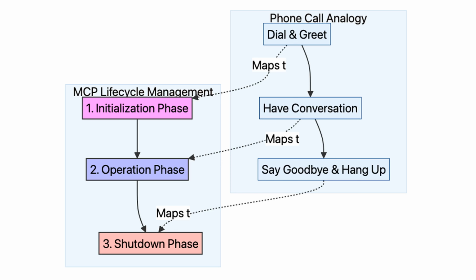That's exactly where lifecycle management comes in. Think of it like a phone call, Darren. There's a clear beginning where you dial and greet each other, the middle where you have your conversation, and then an end where you say goodbye and hang up. MCP connections follow the same pattern. Without this structure, it would be chaos. Imagine trying to use features the server doesn't even support.